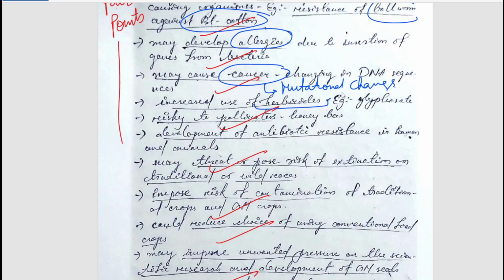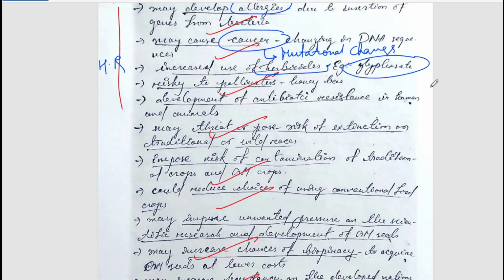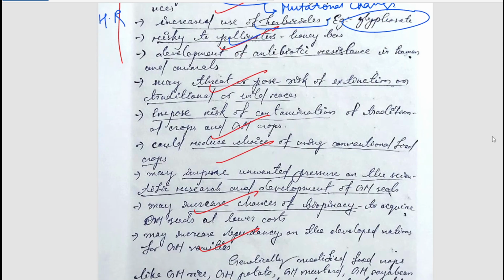Increased use of herbicide, and you can also write on the side here herbicide resistance, which is seen in the case of glyphosate. Okay, risky to pollinators. Obviously, due to pollination, some kind of new species could be developed, which can be dangerous to our environment and biodiversity. So, bullet points: risk of extinction, that is dangerous for our biodiversity. You can simply pause and read it.